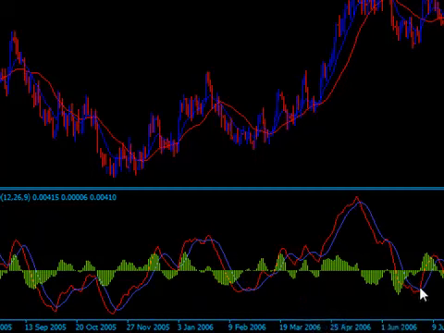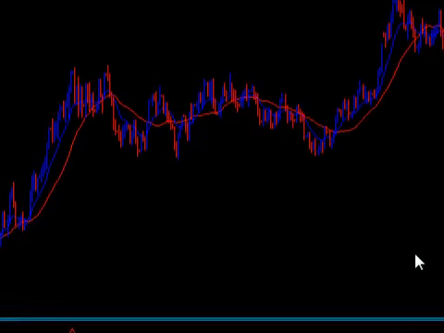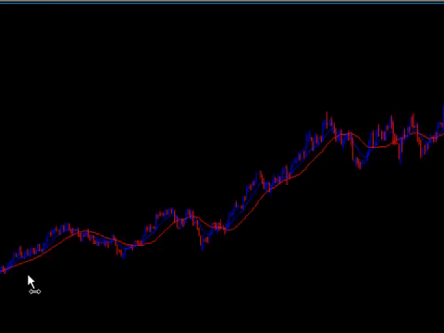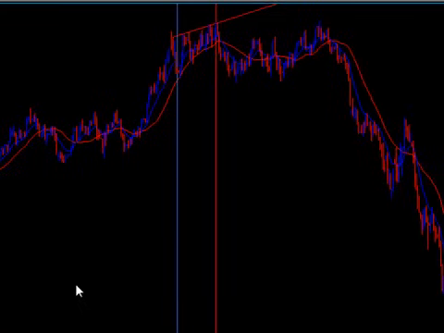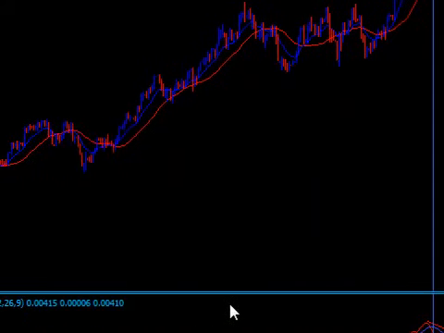MACD generates signals, and one of those is divergences. So MACD can either form a series of higher lows or a second low that is higher than the previous low. Well, divergences are probably the least common signal but are usually the most reliable.